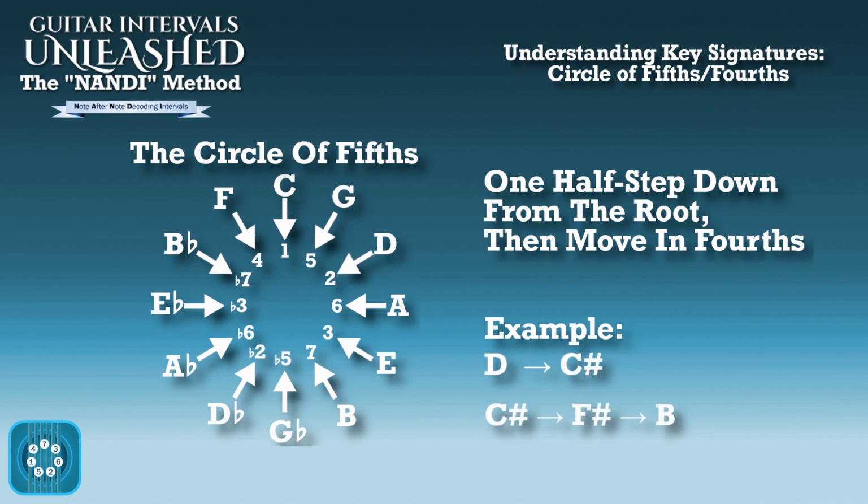If we want to do another example on D, a half step down from D is C sharp. A fourth up from C sharp is F sharp, and a fourth up from F sharp is B, which means that the only sharps in the key of D are C sharp and F sharp. D, E, F sharp, G, A, B, C sharp. You can do this all the way going clockwise on the circle of fifths.